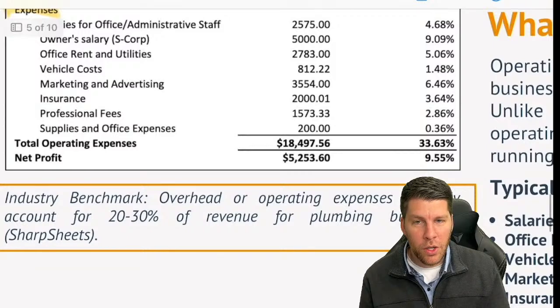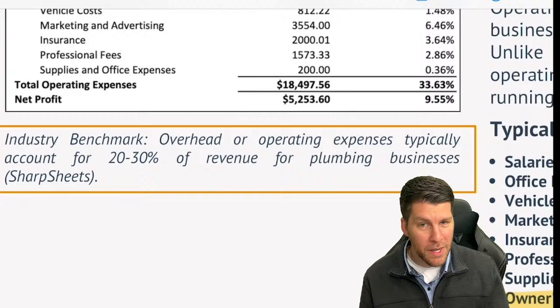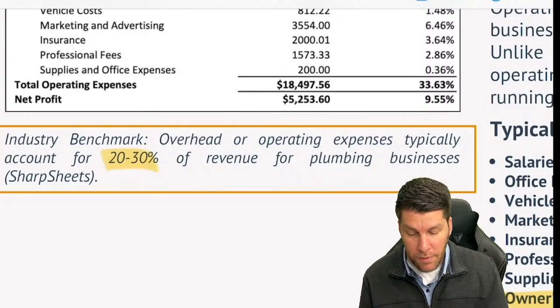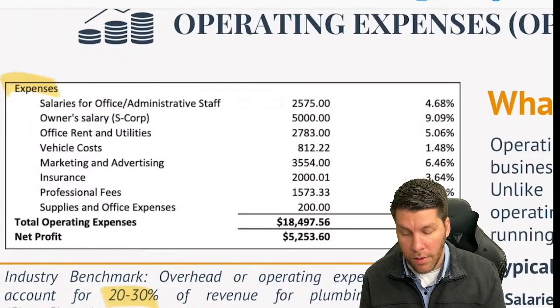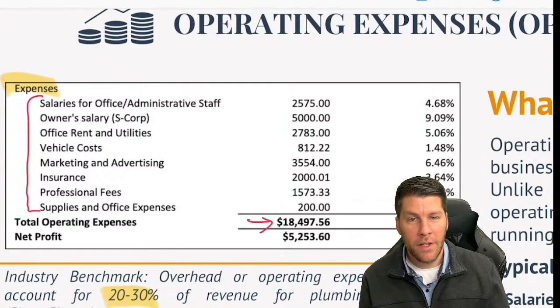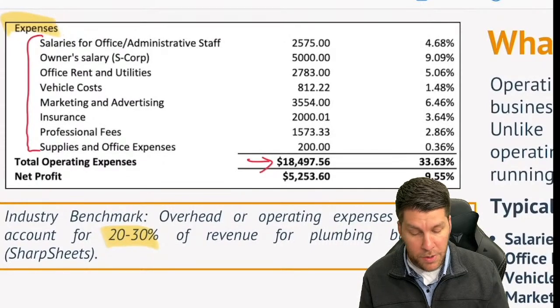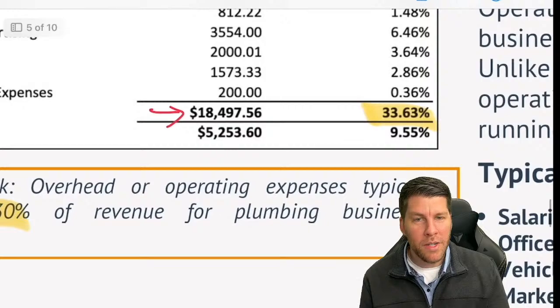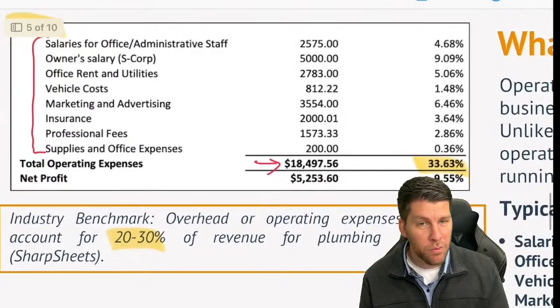So according to Sharpsheets, again, the benchmark for operating expenses they're saying is between 20 and 30% here. So we have our operating expenses, which is again all of these here total up into this guy right here. So that gives you your total operating expenses, and you could see for this particular hypothetical, by the way, this is not actual clients' books, these are hypothetical books here, you can see that we are technically a little bit over on our operating expenses. So maybe there is room for improvement in there.